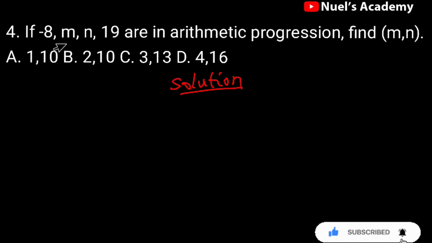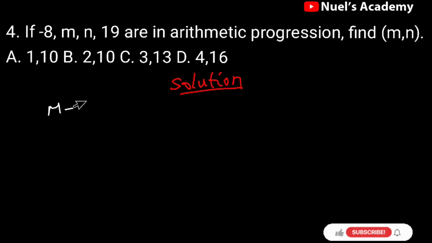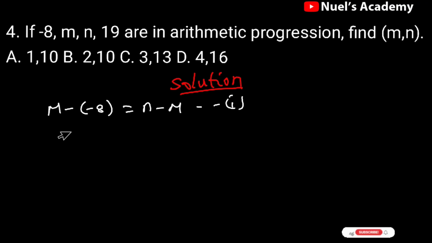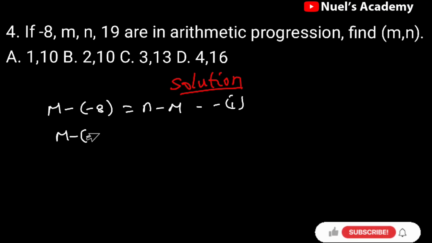So now the knowledge of the common difference will help us in this question. We know that m minus minus 8, that is m minus minus 8, is equal to n minus m. Let's call this equation I. And we also know that m minus minus 8 is equal to 19 minus n. Let this be our equation 2.